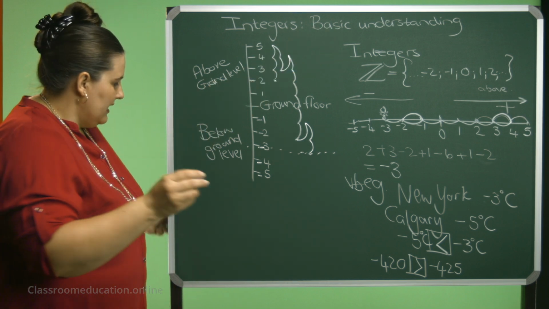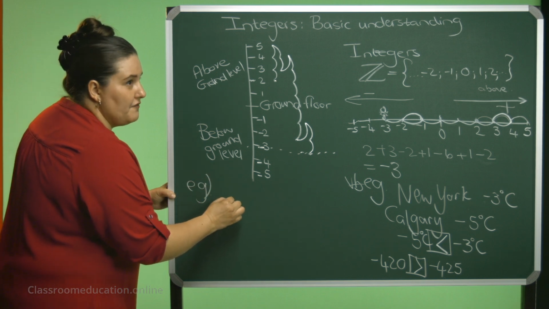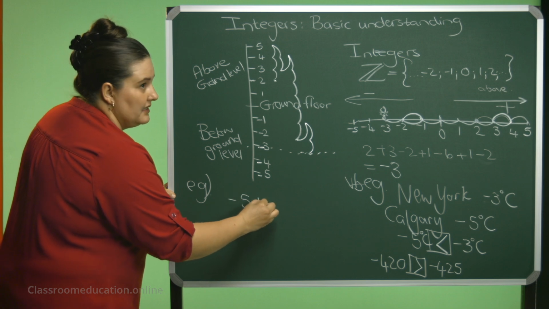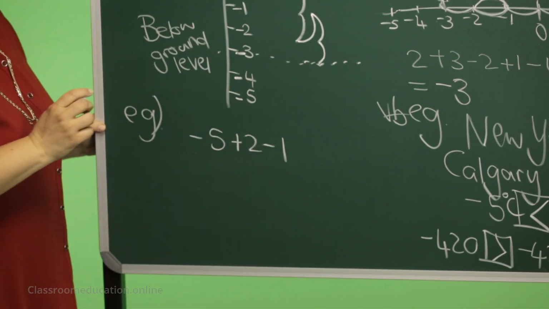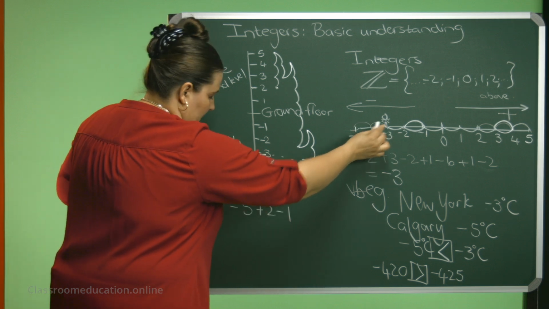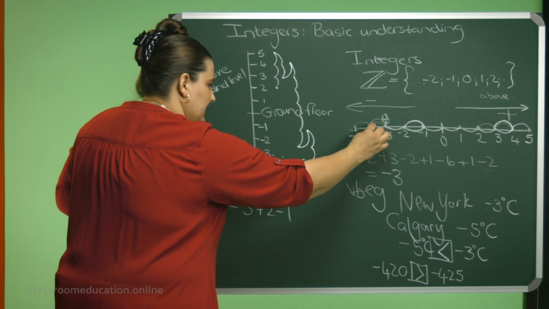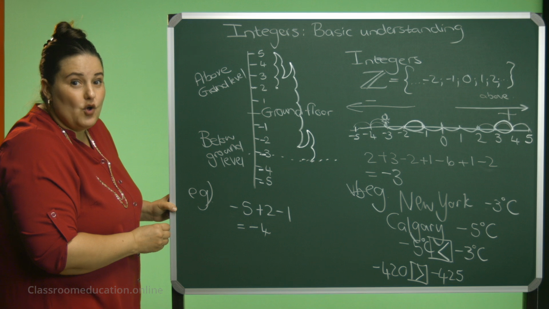Okay, let's do a last example. What will you do if I give you a question like this? Negative 5 plus 2 minus 1. Negative 5 plus 2, positive direction, minus 1, go back, negative direction. Answer will be minus 4.